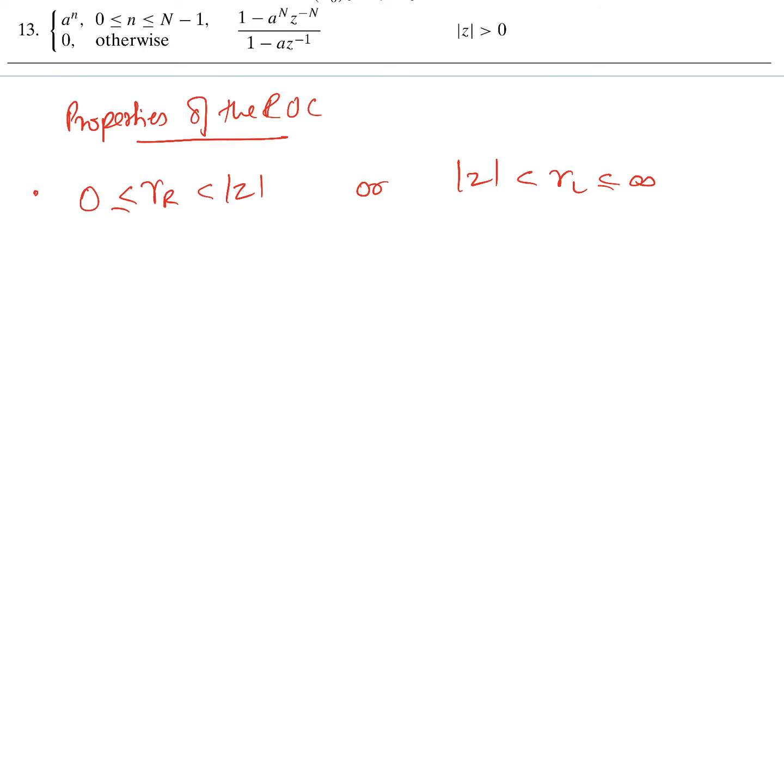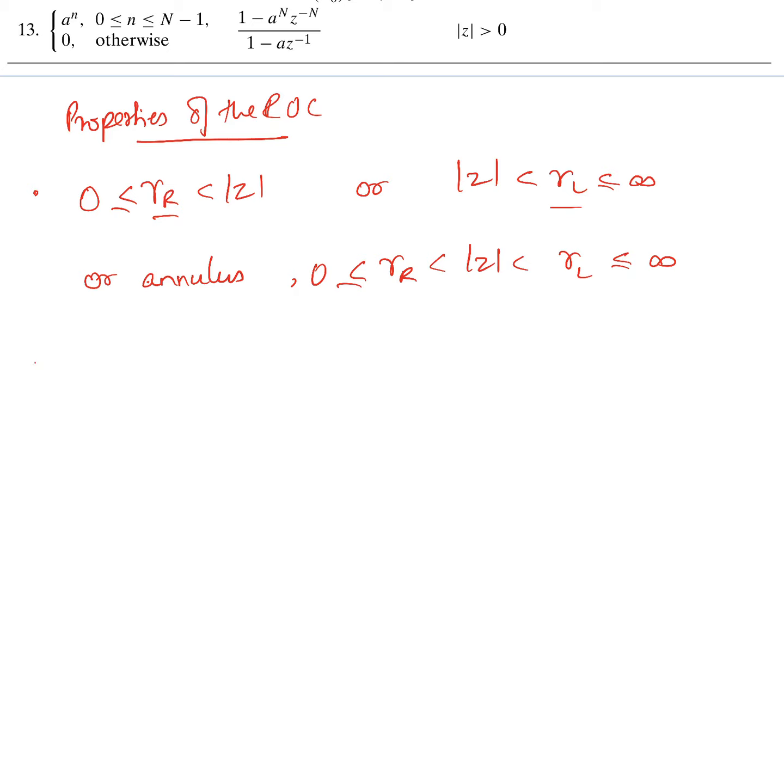And we will see the significance of this, because generally RL is for the left sided sequence and RR is for the right sided sequence, or we define an annulus. That is, you have mod of Z lying between RR and RL, which is greater than or equal to 0 and less than or equal to infinity. So this is some annulus.